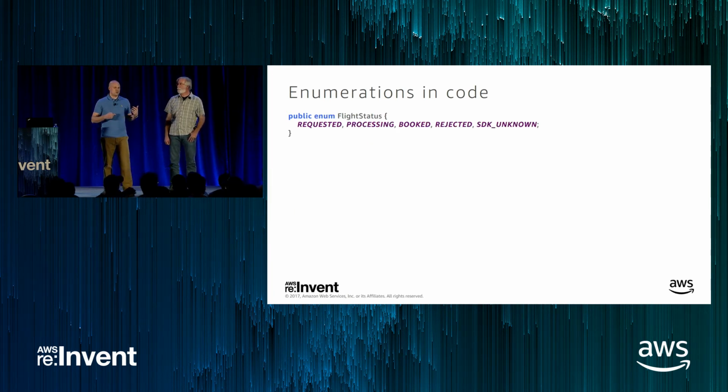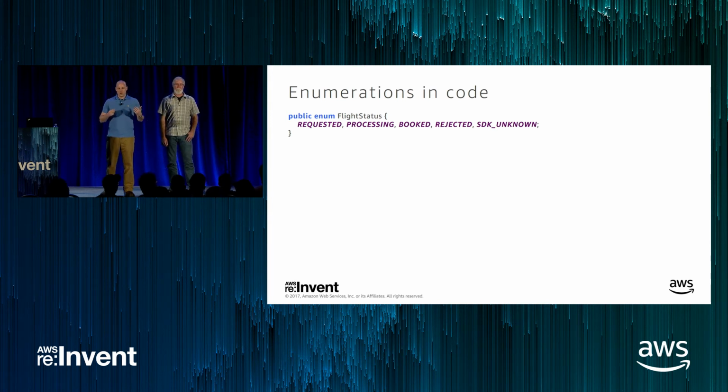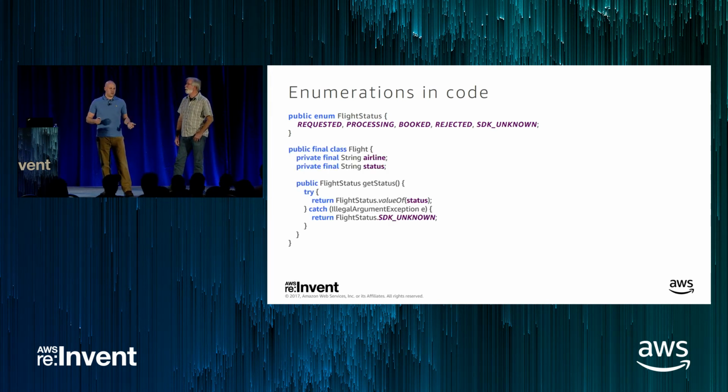So if we introduce a new kind of placeholder state into our enumerations, and in this case we've called it SDK unknown, we can use that to represent the case where we've received a value from the service that this version of the client doesn't understand. And so what that gives us the ability to do then is to expose flight status as a top-level property again. And customers get all of the nice things that come with that.